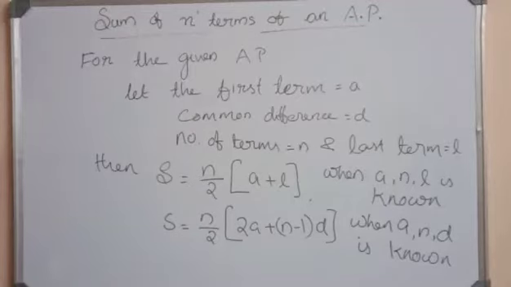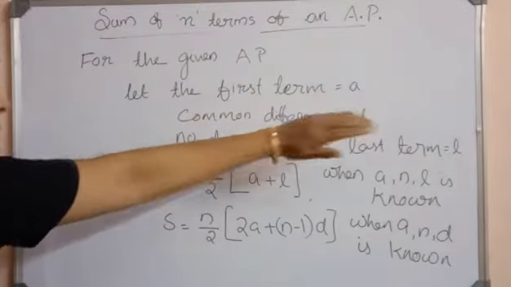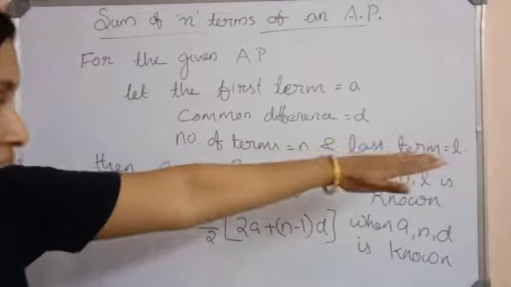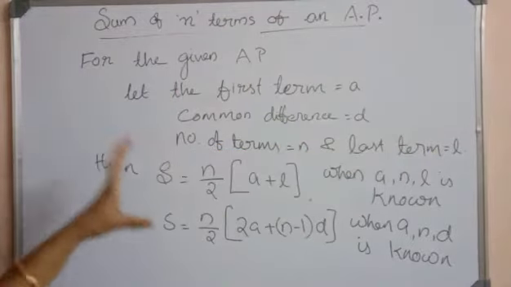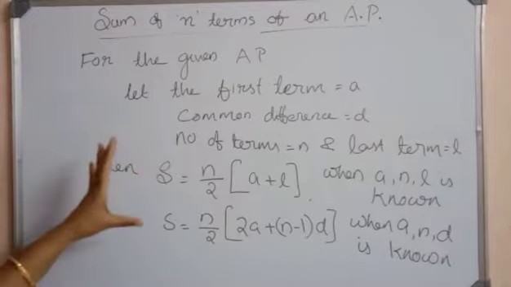Hi everyone, welcome back. Today let's study the sum of n terms of an AP. Whenever an AP is given, the first term will be a, the common difference is d, the number of terms is n, and the last term is l. Then we can find the sum of n terms of the AP by using a formula.